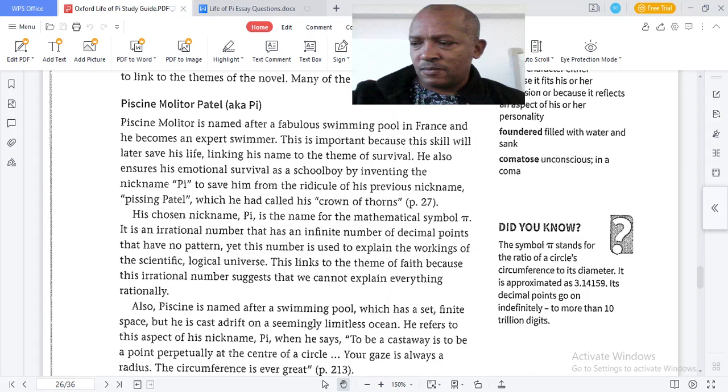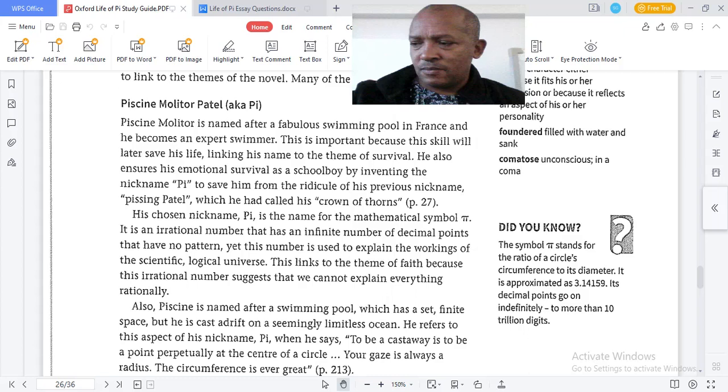Let's read this. It's an infinite number. You want to say that. Next point under. It's an infinite number of decimal points. It has no pattern. But it also refers to the scientific logical universe, the workings of the scientific logical universe.